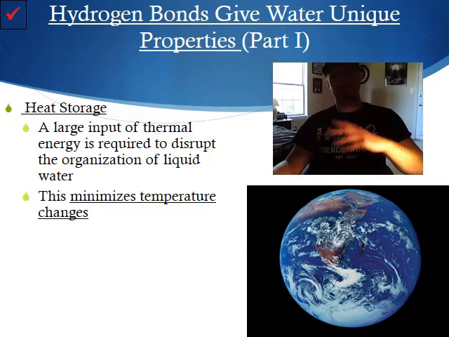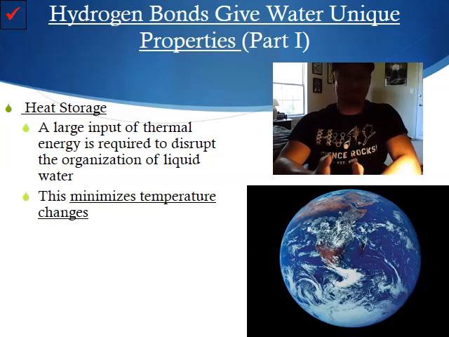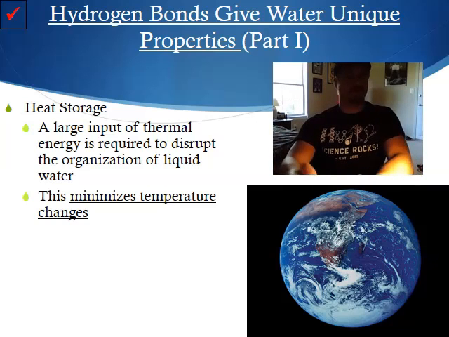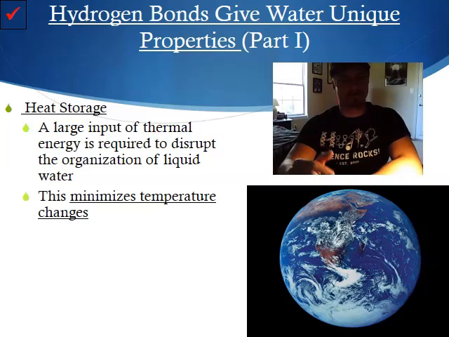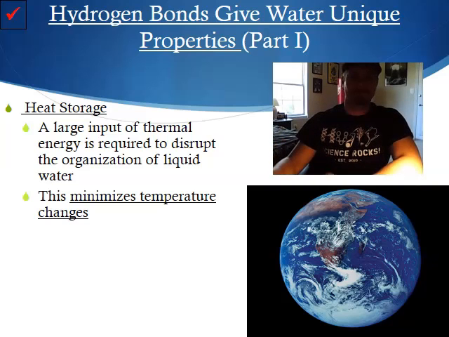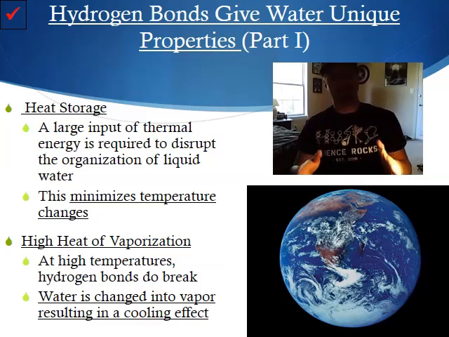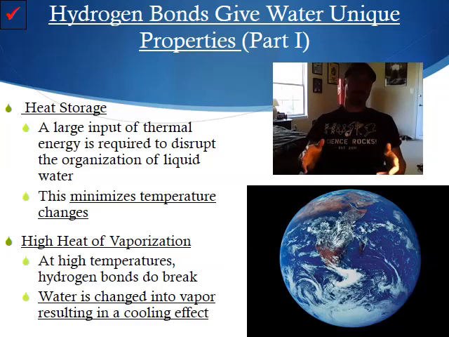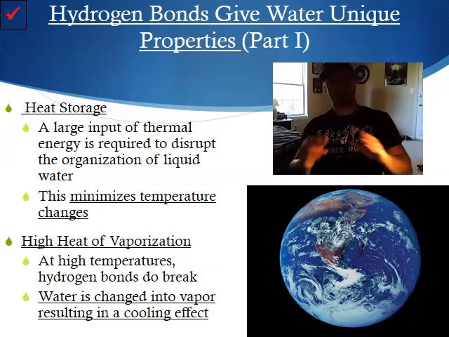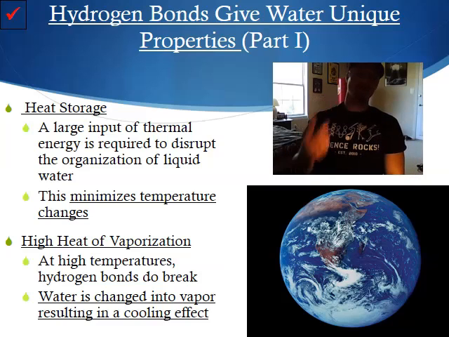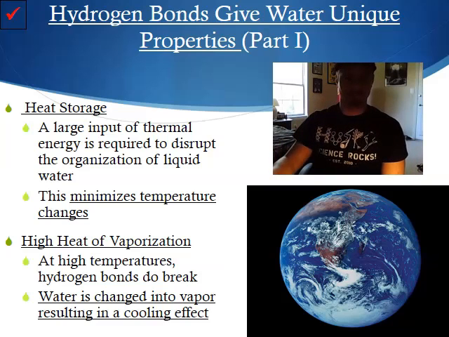So the first is heat storage. A large input of thermal energy is required to disrupt the organization of liquid water. This helps minimize temperature changes. And it also has a very high heat of vaporization. So at high temperatures, hydrogen bonds do break, and water is changed into a vapor, resulting in a cooling effect.